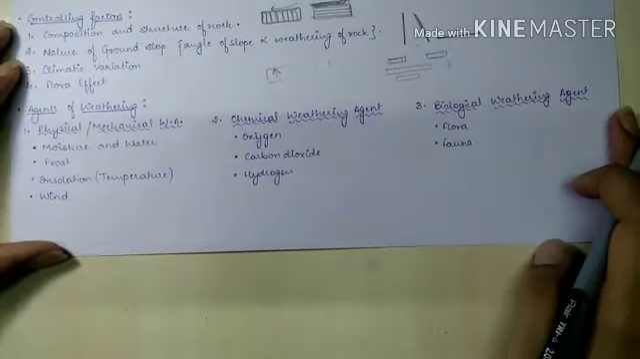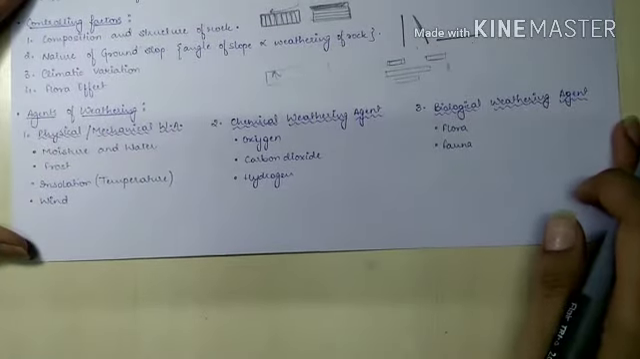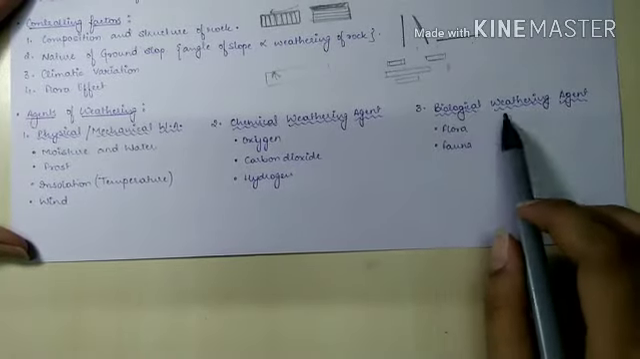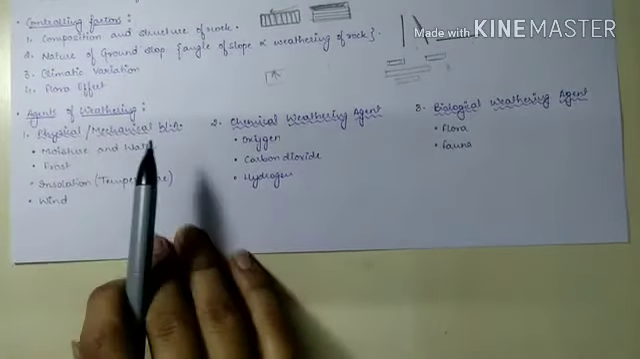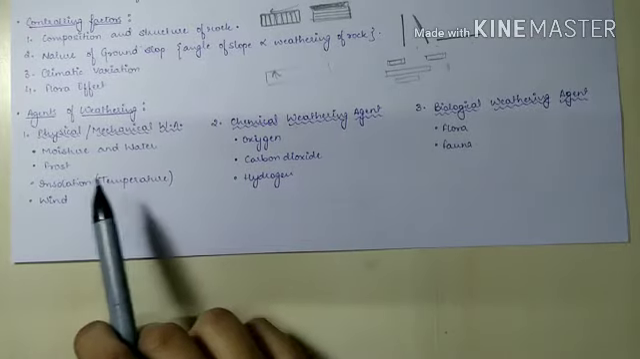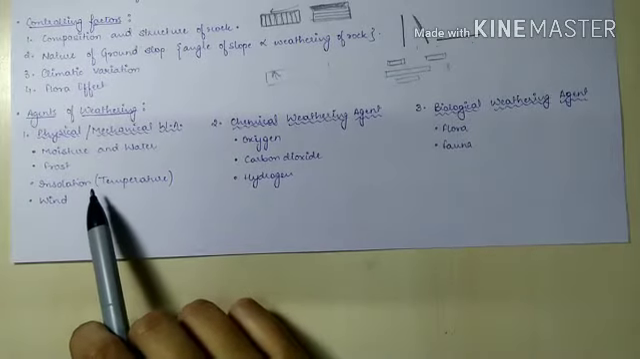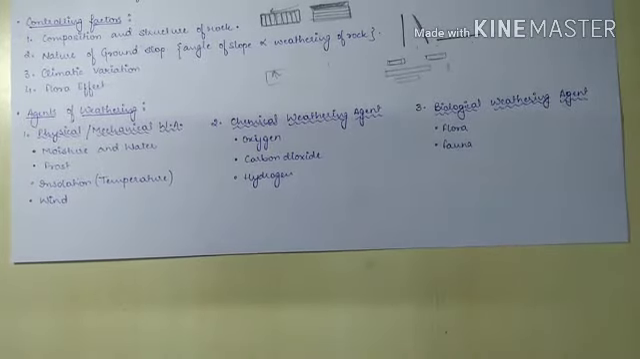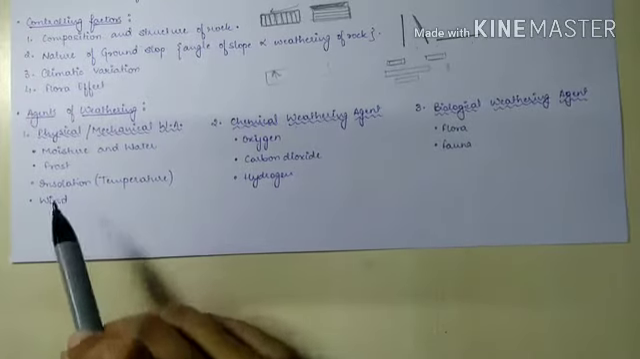Now we will see the agents of weathering. So there are three types of agents of weathering. First is physical and mechanical weathering agent. Second is chemical weathering agent, and last one is biological weathering agent. So physical weathering agents, we will see moisture and water. Water is the important weathering agent. Next is frost. Next is temperature or insolation from the sun. This we'll look into in climatology. Okay, insolation. And next is wind.